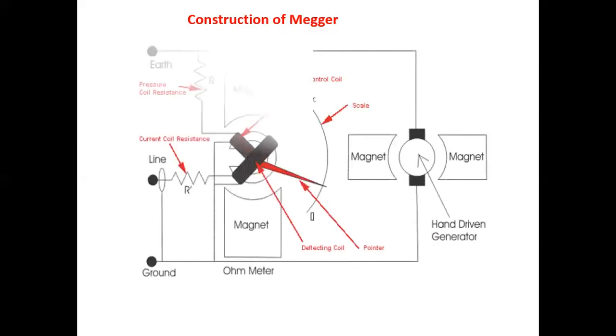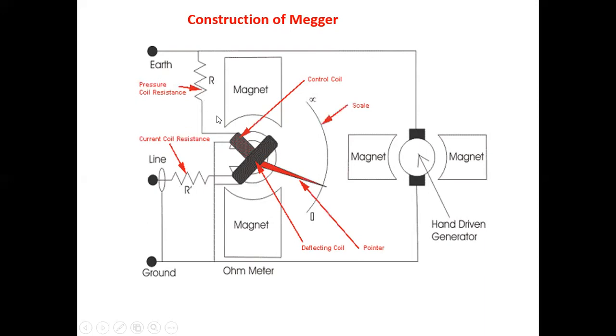Then construction of Megger. This is the internal construction of Megger. There are three outputs: earth wire, line wire, and ground wire. There is a current coil resistance and a pressure coil resistance. In any such instrument, there are mainly two windings. First current coil and second one is pressure coil.